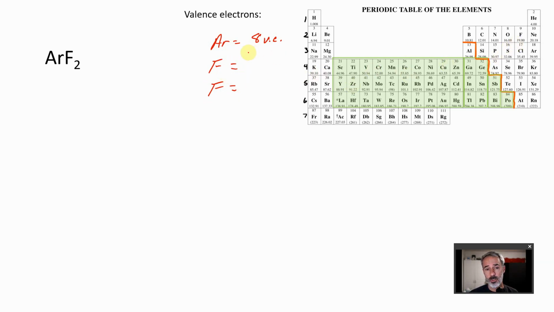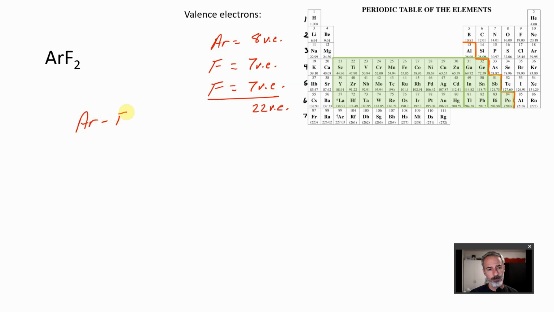Each fluorine is going to contribute 7 valence electrons, right? Remember, we count over 1, 2, 3, 4, 5, 6, 7. And that's going to give us, let's see, 7 plus 7 is 14. 14 plus 8 is 22. It's an even number, seems reasonable. I just want to make sure I'm adding correctly.